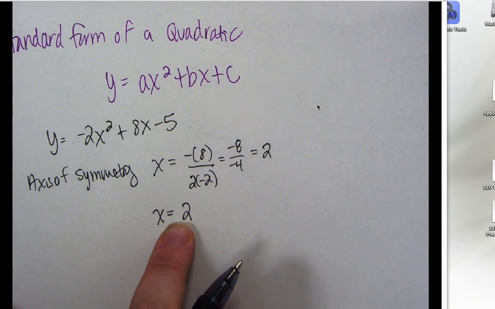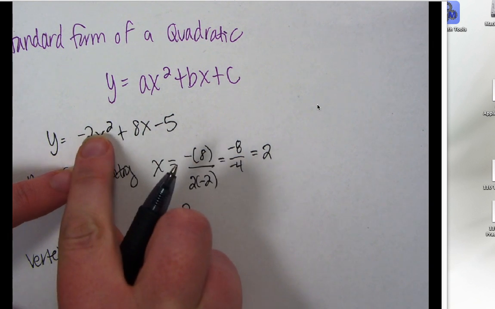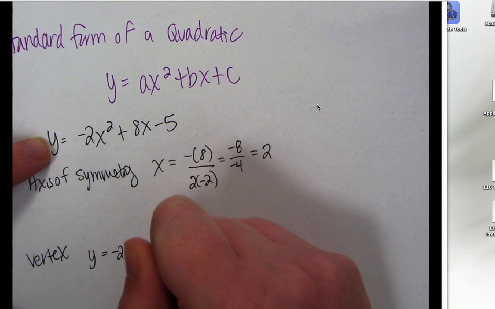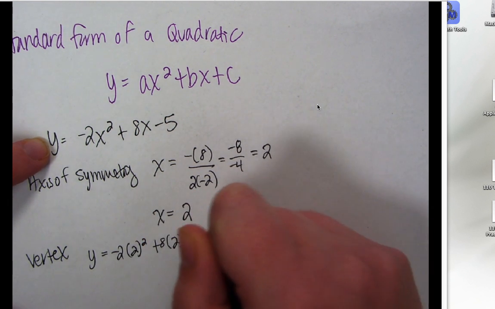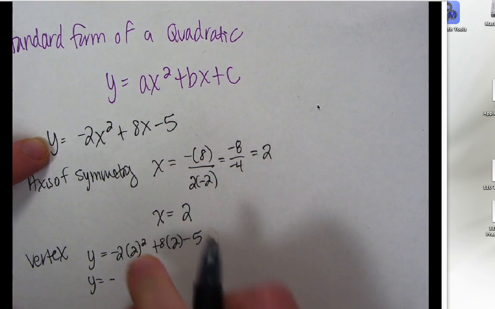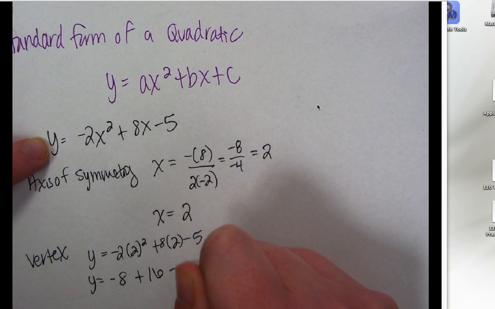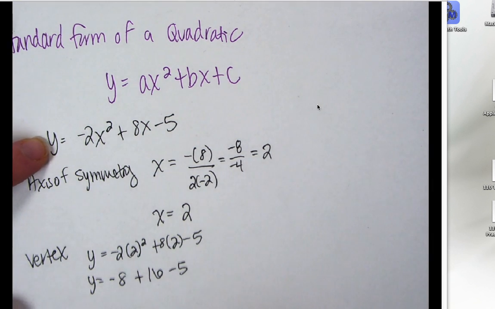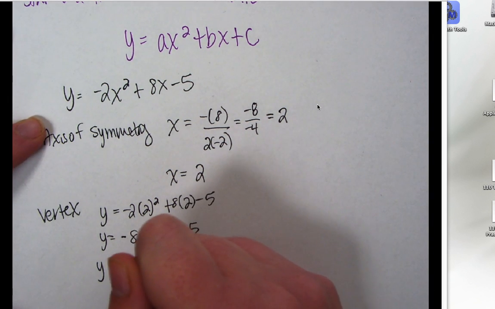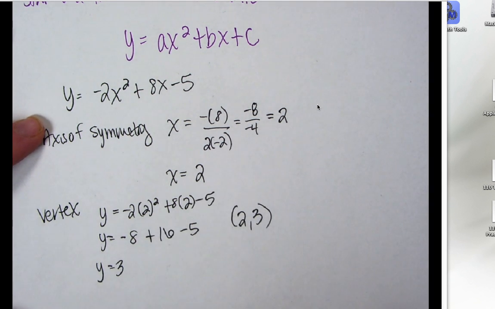Once we have the axis of symmetry, we can find the vertex. To find the vertex, we're going to substitute 2 into this equation and find the corresponding y value. So this is negative 2 times 2 squared plus 8 times 2 minus 5, which is negative 4 times 2, negative 8, plus 16 minus 5. And we get 8 minus 5 is 3. y equals 3. So our vertex is the ordered pair 2, 3.